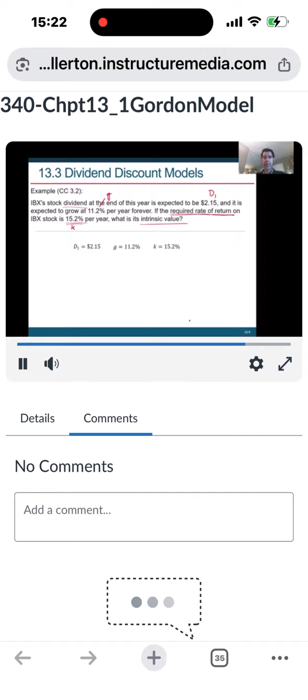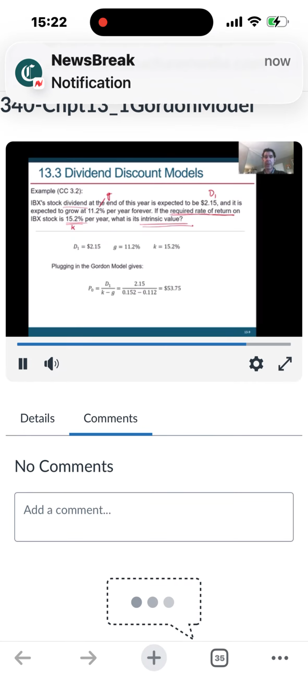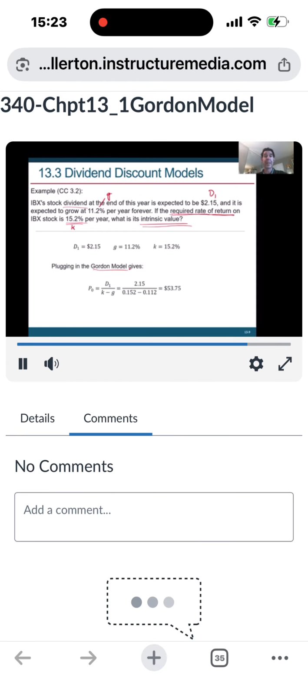So there were our parameters, D1, g, and k. And this first part just says intrinsic value. And now we've got the Gordon growth model, or the constant growth dividend model. It says you want to calculate the present value, or the intrinsic value. It was the following formula: D1 over k minus g. D1, $2.15. k, that's the market capitalization rate, 15.2%. And a growth rate of 11.2%. We plug that in and I get $53.75. Pretty straightforward. Once I identify those parameters, plug into the Gordon growth model, and I've got the answer.